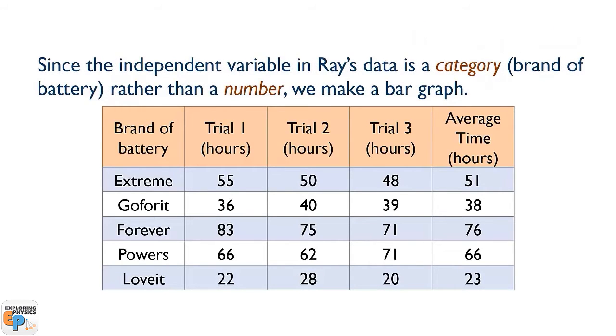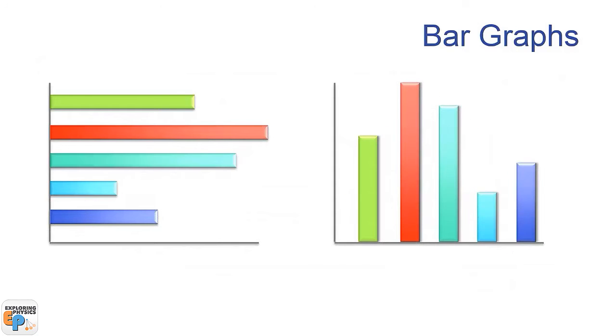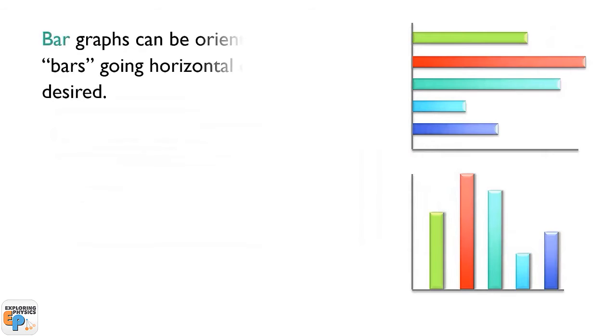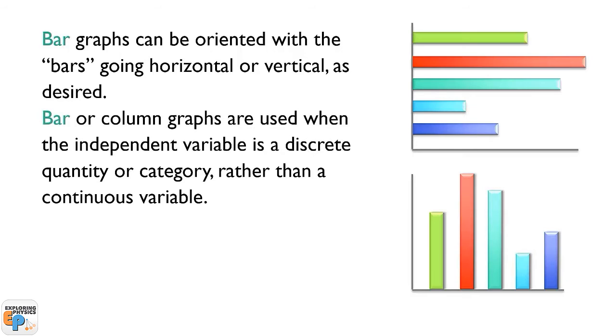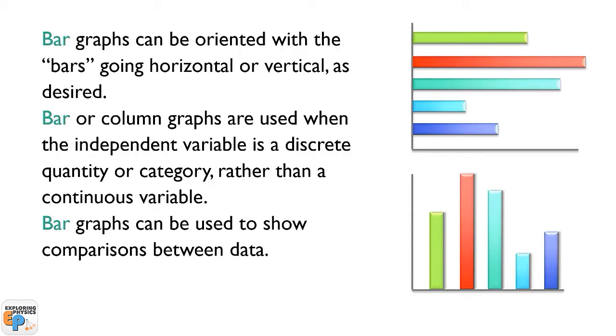Since the independent variable in Ray's data is a category, the brand of battery, rather than a number, we make a bar graph. Bar or column charts or graphs are often used when we have a category that we need to graph. The bars might be oriented horizontal or vertical as desired. They are used when the independent variable is a discrete quantity or category rather than a continuous variable, and they can be used to show comparisons between data.